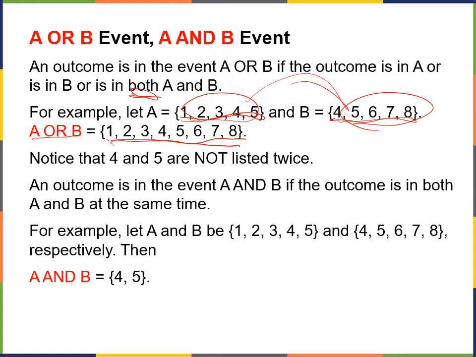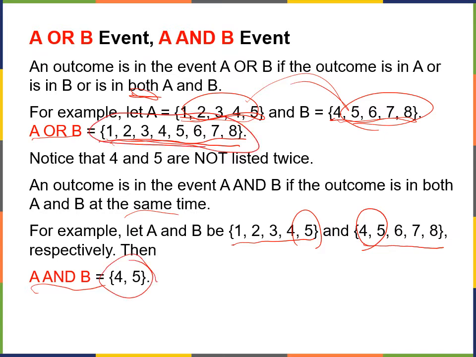Then we have A and B, which is a little bit simpler. It's what is in both at the same time. An outcome is in A and B at the same time. So again, if A is 1, 2, 3, 4, 5, and B is 4, 5, 6, 7, 8, A and B would just be the ones that are in the overlap, which would be 4 and 5. So or is everything, including the overlap. A and B is only the overlap. Okay?